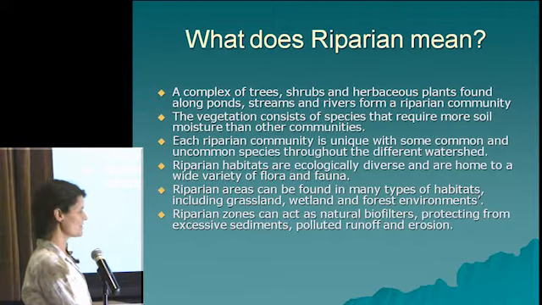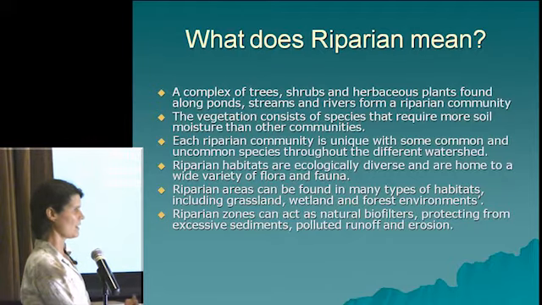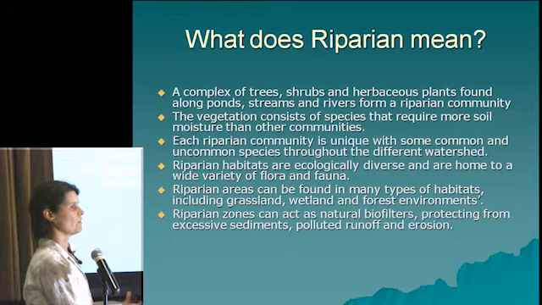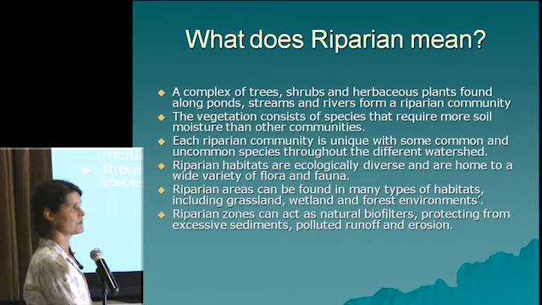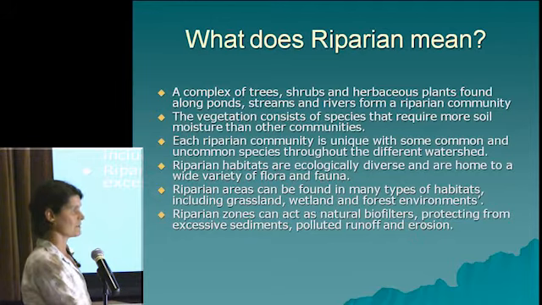Each riparian community is unique with some common and uncommon species throughout the different watersheds. So say you go to Fall Creek in Henry Cowell in the Santa Cruz Mountains, and then you go up north to another Redwood Creek. They're going to have some of the same species, but there's going to be species that are different within those.